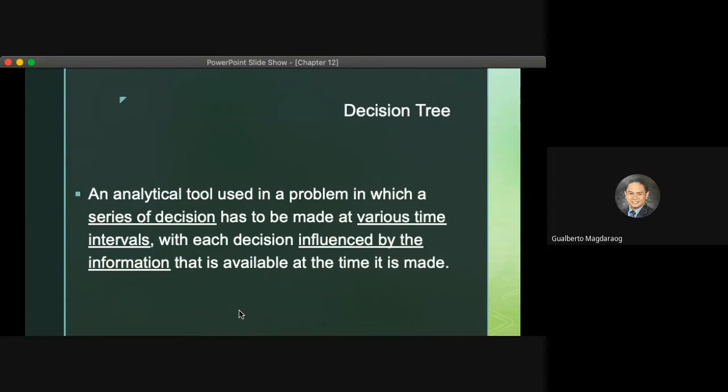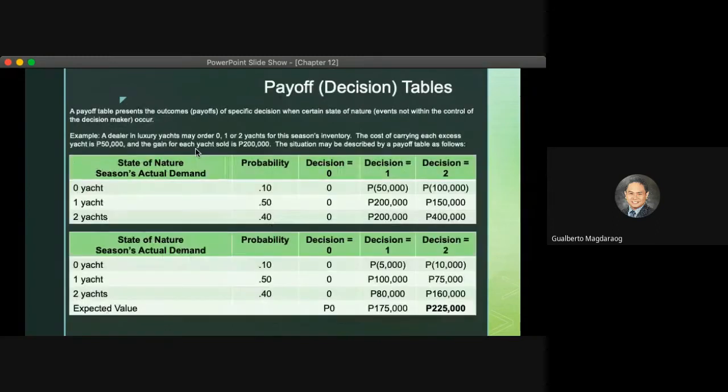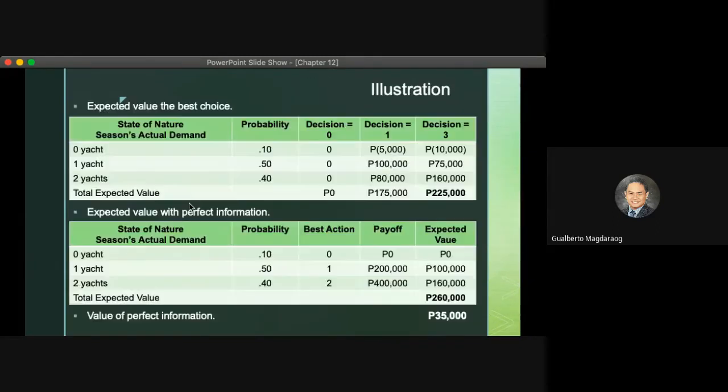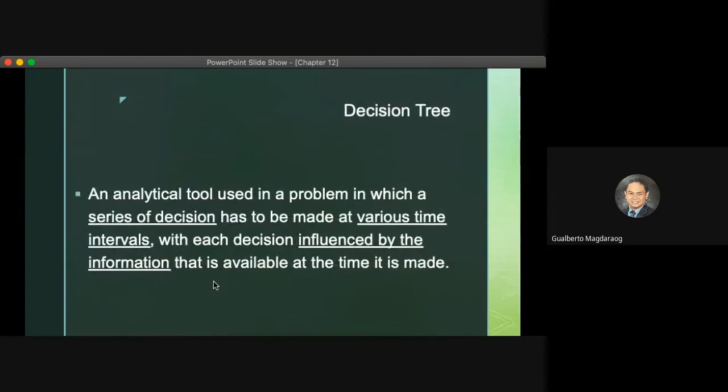So instead of putting it on a table, like what we did in the payoff table, in decision tree, we will do it in a series of decisions. Parang, kaya siya tinawag na tree, parang puno. Merong mga branches, we have decisions and state of nature and branches. And your decision is influenced by the value of the expected value in each state of nature. Yung decision mo is influenced by the expected value in each state of nature. Okay.